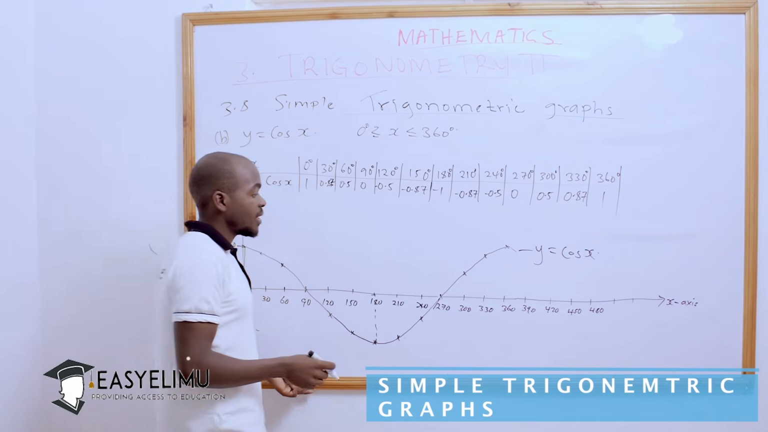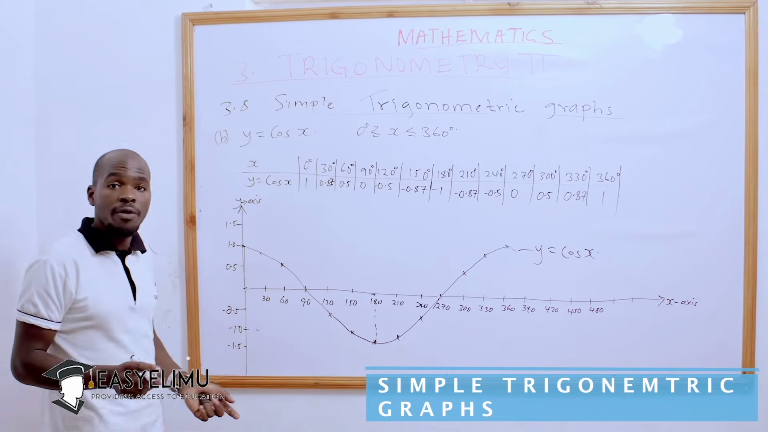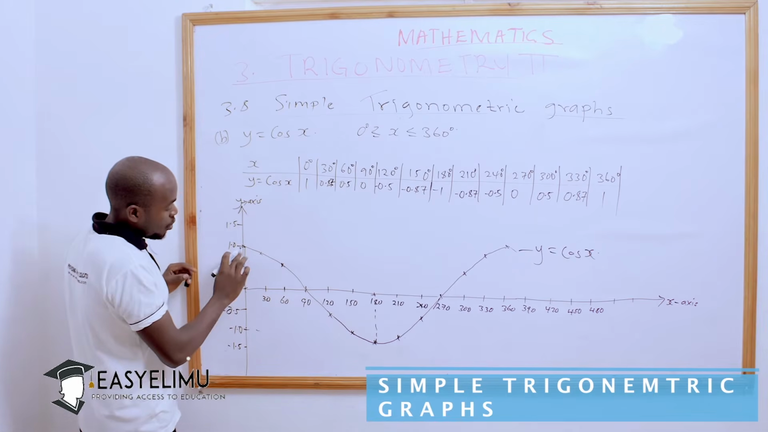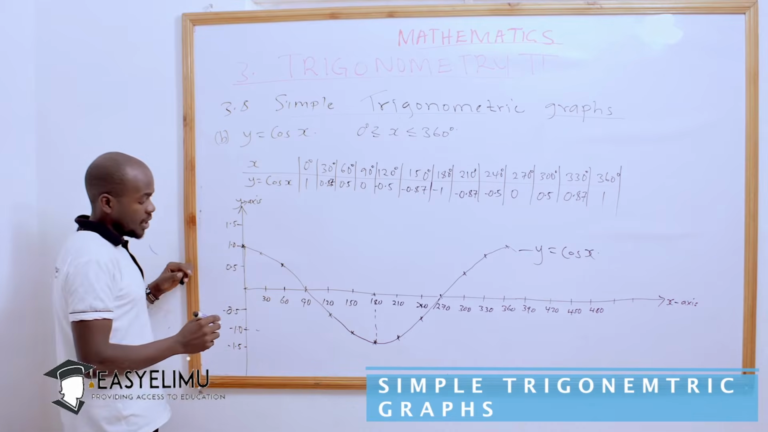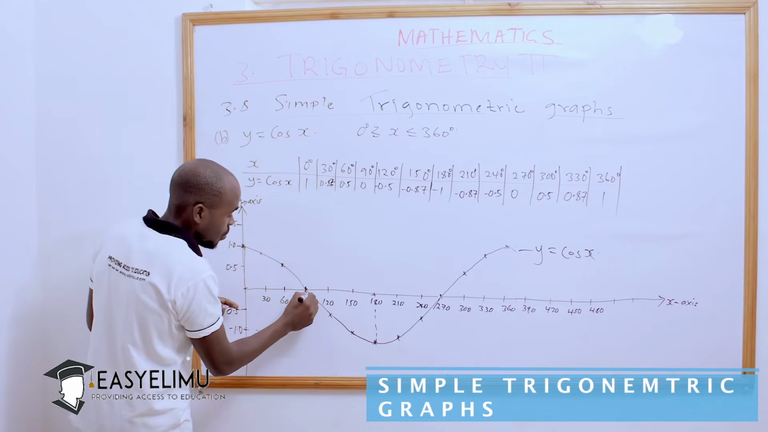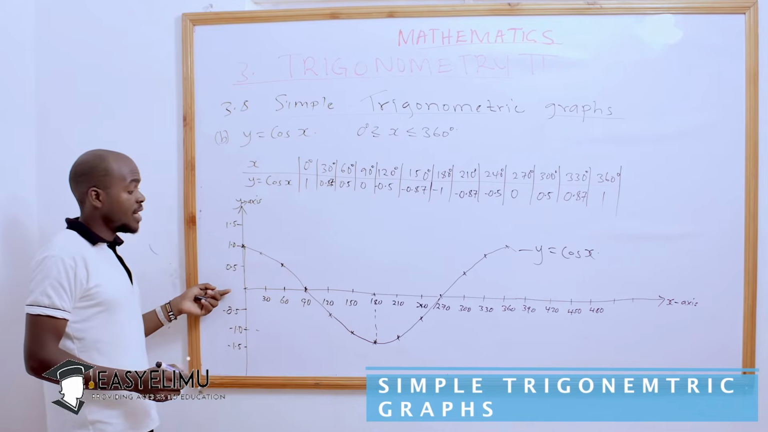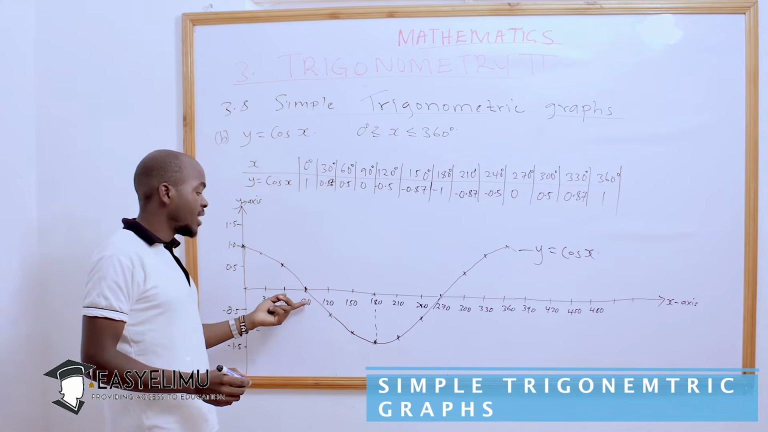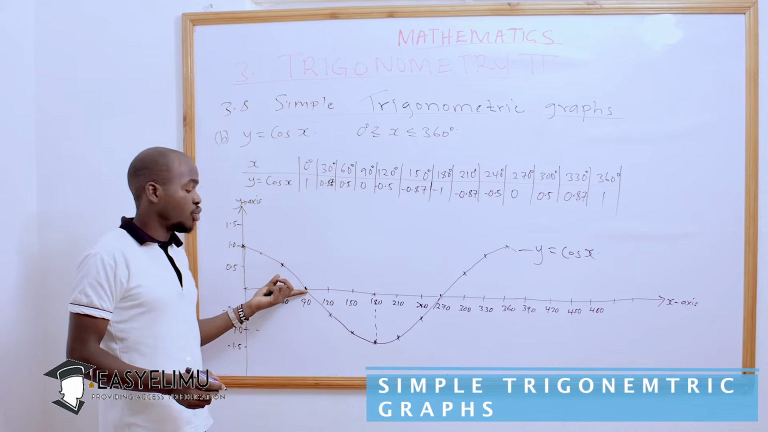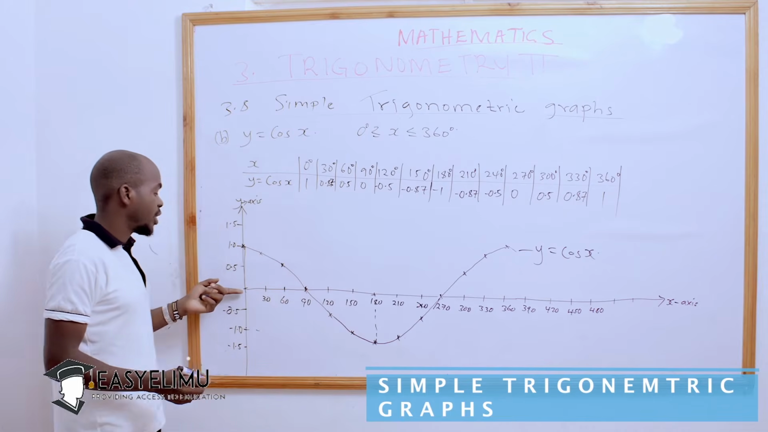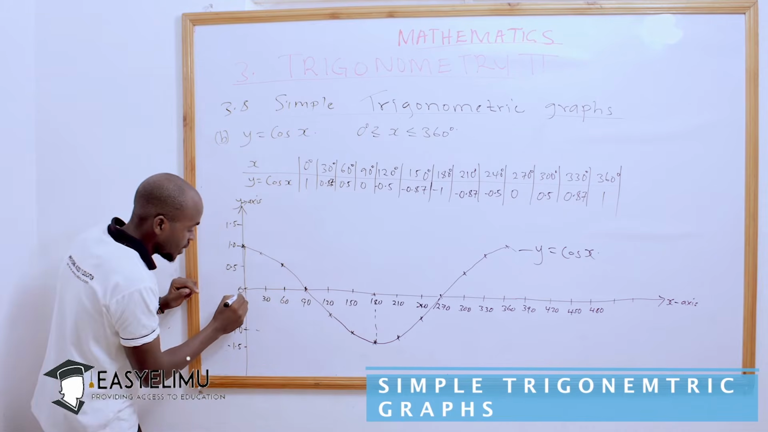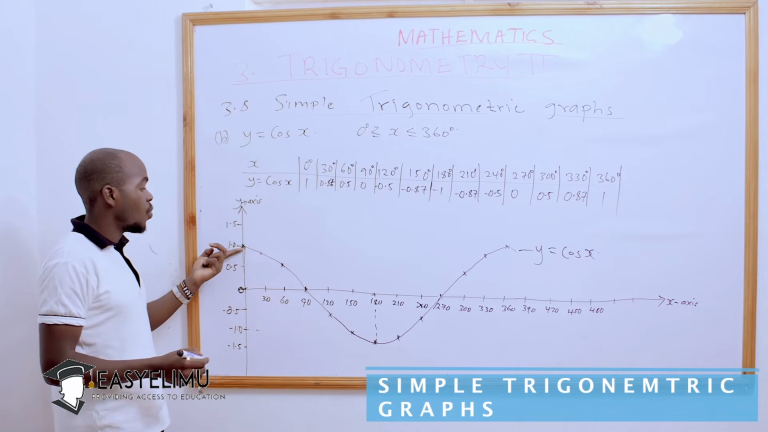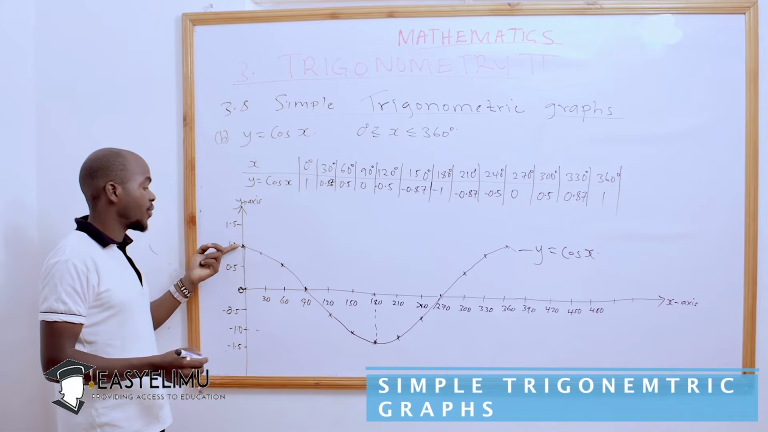So we can say that the maximum displacement of the wave is 1 unit, and also, if you view very well, you will find that at 90 degrees, cos 90 is equal to 0. And at 0 degrees, where it starts here, cos 0 is 1. So cos 0 is 1.